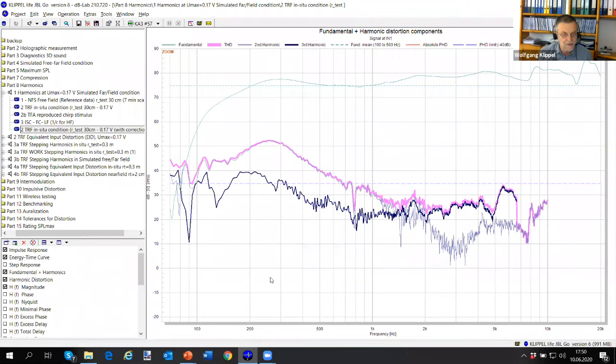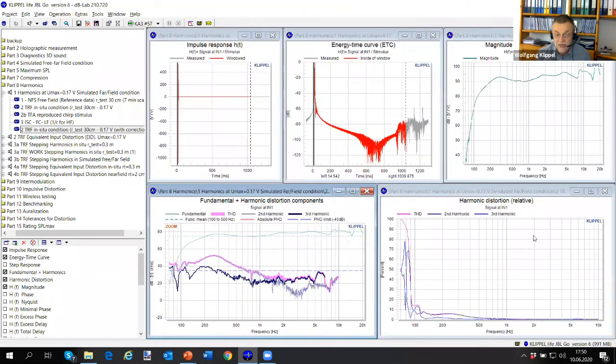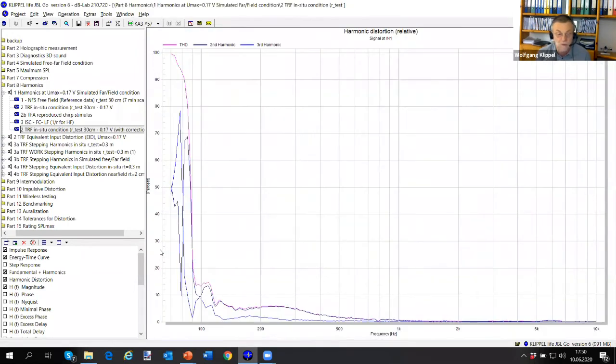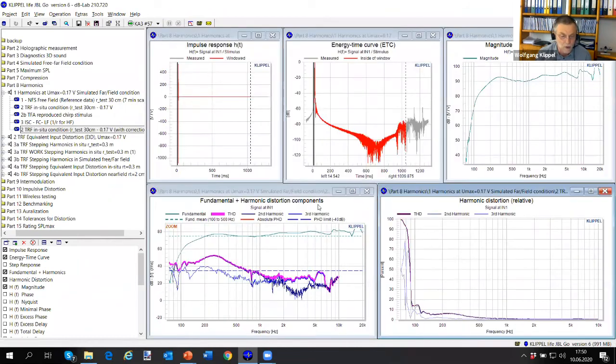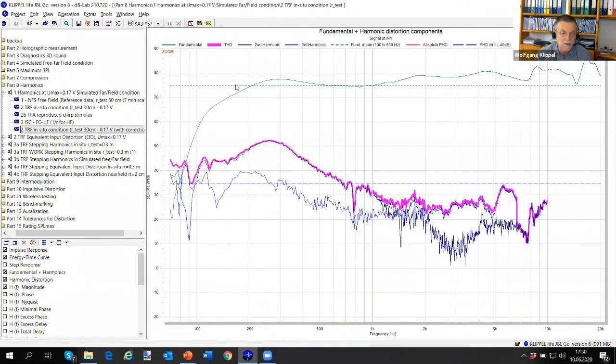Okay, that's an interesting interpretation here. That's possible if you are looking at the absolute presentation. It is not possible if you are looking too much at the percentage presentation. Why? You get here in percentage at lower frequencies a huge increase of the THD up to 100%. That's because your fundamental goes down. And maybe here the DSP processing has also reduced the fundamental.